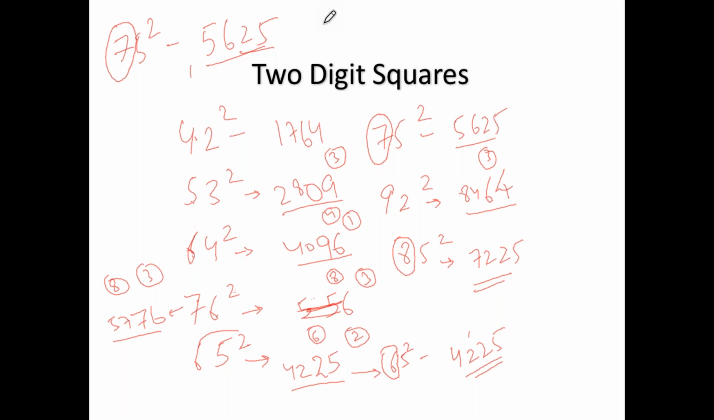right? Even if it's a 3-digit number, this thing will work. For example, 105 square. The 5 square is going to be 25. I'll write 25 at the end. The number before 5 is 10. So 10 into 11 is 110. So I can write 110 here. So 11025. That's my answer. Understood? It can be applied to 3-digit numbers also.